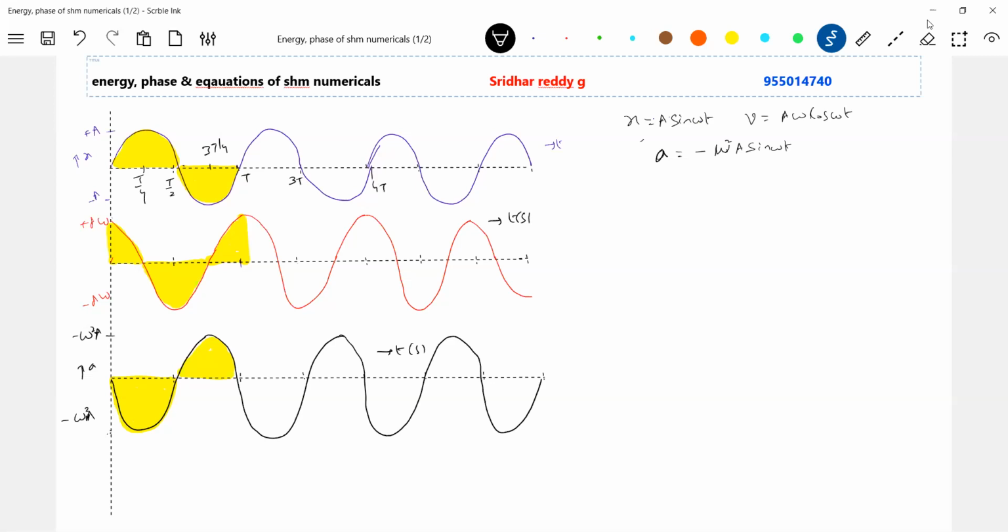3T, 3T by 2. This will be 2T. That's the same thing. All of you must learn all these things. These are very important because next after this we will go for waves and so on. Almost every topic, this graph is what will be needed. Okay, we have this information.